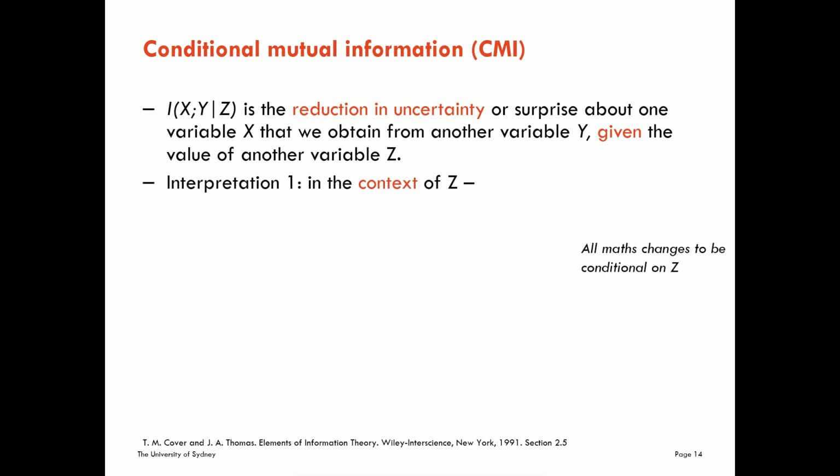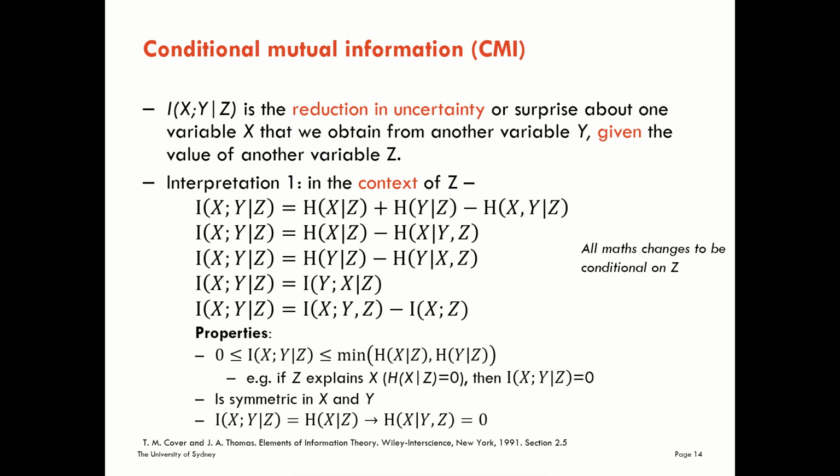Firstly, we can think about interpreting this as a mutual information that's simply taken in the context of z. And to look at that, all we do is change all the maths we already had for mutual information, change all of the terms to be conditional on z. Okay, and that's exactly what we get right here. We take all the maths that we already had for the mutual information between x and y, make everything conditional on z. So it's all the same terms we saw before, just conditional on z now.